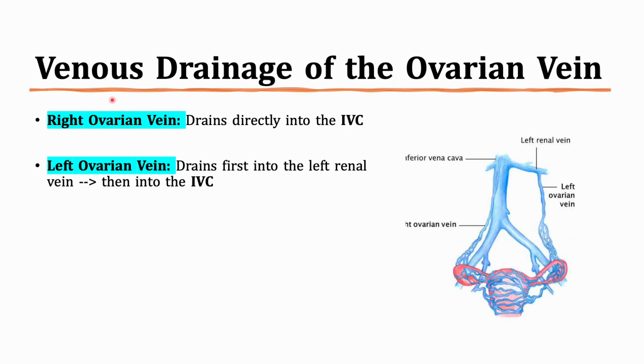I wanted to include the venous drainage of the ovaries. This is similar to males, but the right ovarian vein, which is going to be right here, it got cut out a little bit, is going to drain directly into the IVC. And then the left ovarian vein, which is over here, is first going to drain into the left renal vein, and then it's going to drain into the IVC.